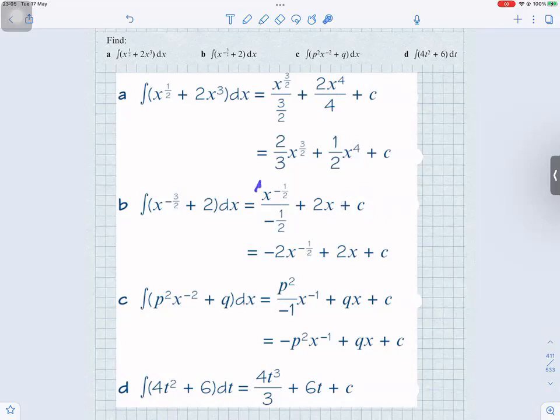And then you simplify. 1 divided by minus a half, it gives you minus 2. So we get minus 2x to the minus a half plus 2x plus c.